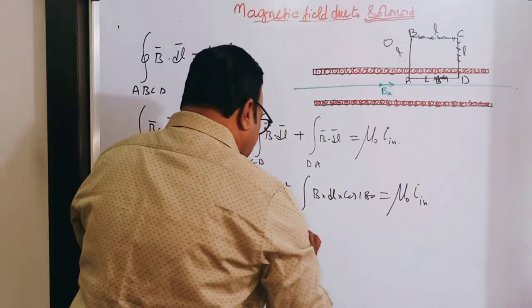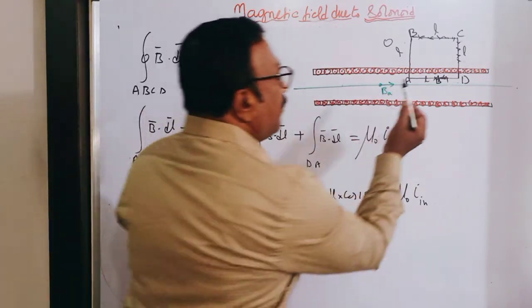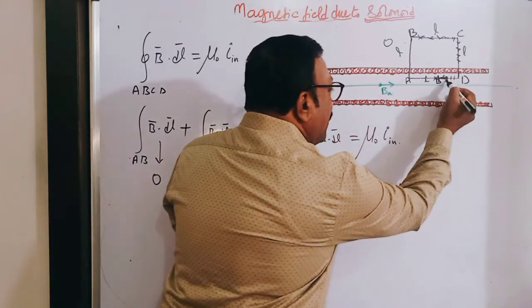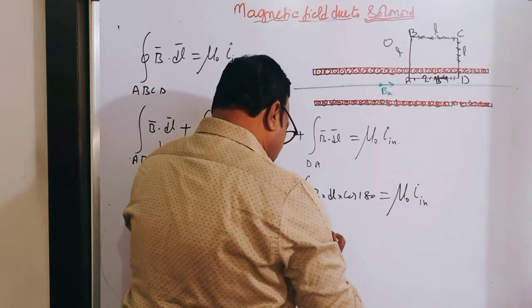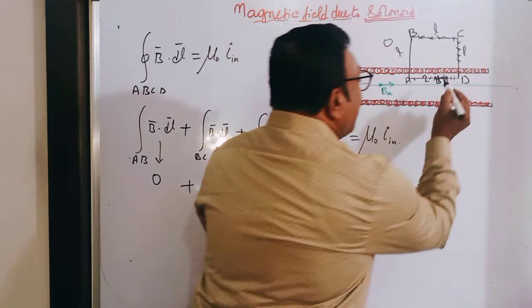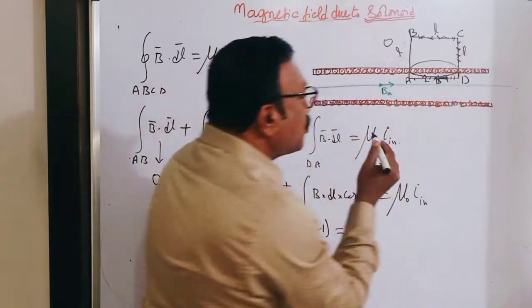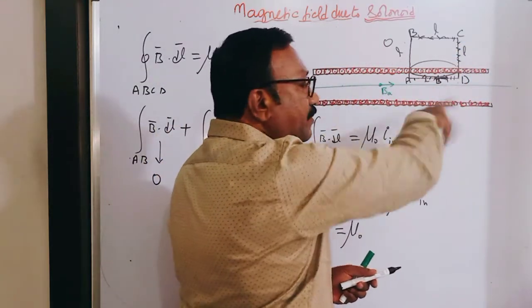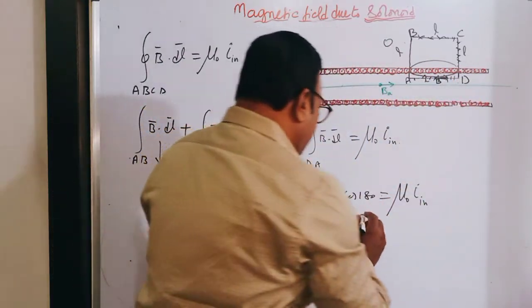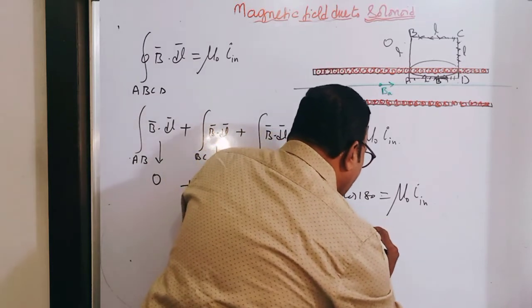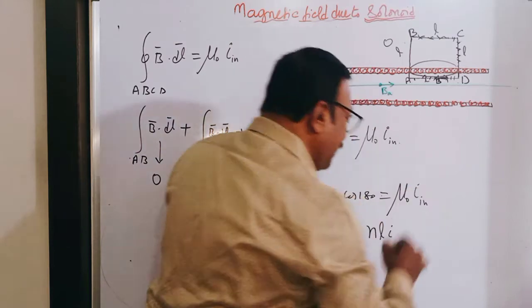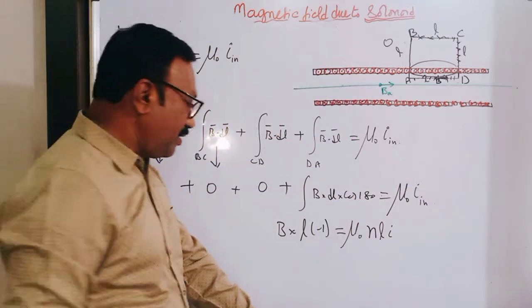So this is nothing but B into dl integration, since the magnetic field everywhere here is the same and constant, and this dl integration is length into cos 180, equal to mu naught times the current inside. Consider this total current; the current in each turn is I. But there are so many turns here, isn't it? So how do I get the current inside now? The number of turns per unit length into the current in each turn. I have done this at the starting of the derivation.